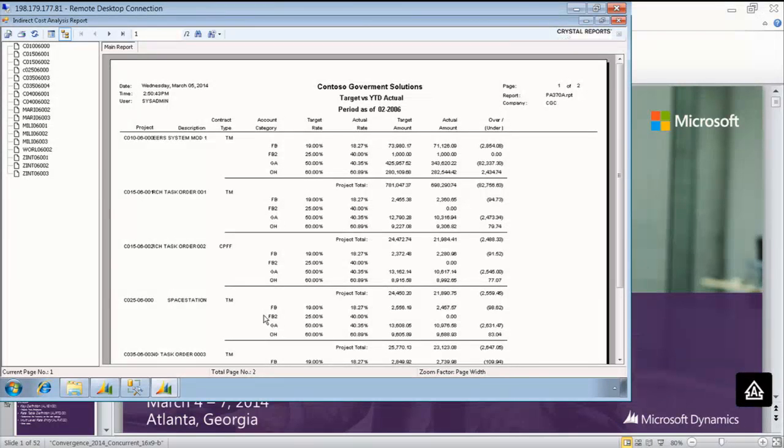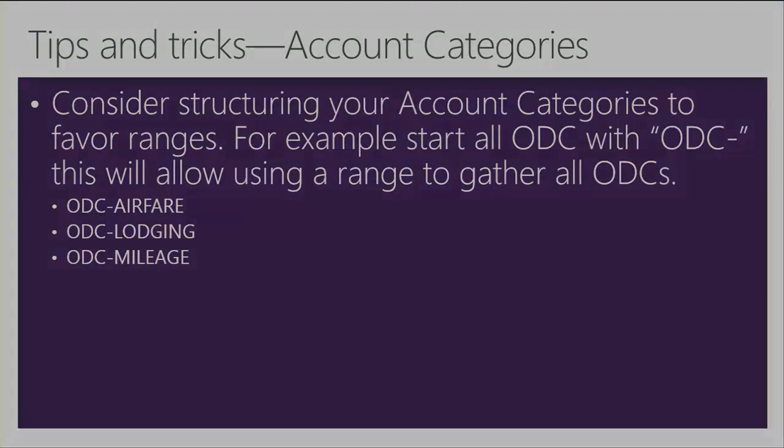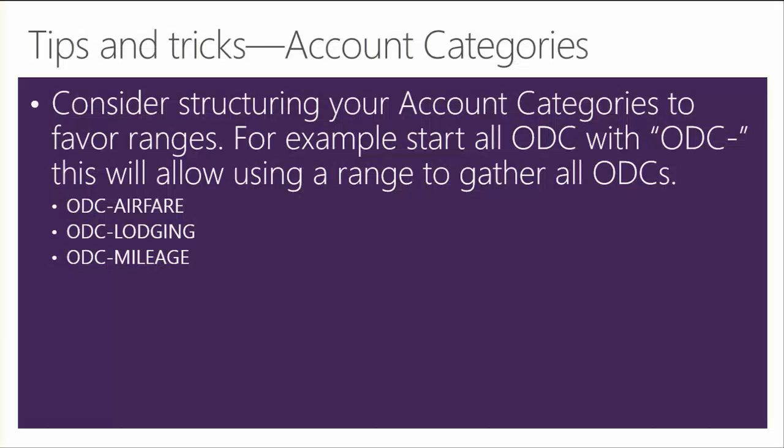Jeff's taken you through how the system looks at the account categories to gather and summarize or calculate various rates using this setup. So as you're structuring your company setup and your account categories, if you will group them, ODC, other direct cost airfare, lodging, and as he explained, labor, regular, labor, overhead, so that when you're in that allocation setup method and you're choosing your account category range, it's easy to pick the first and an ending one to get them all on one line.